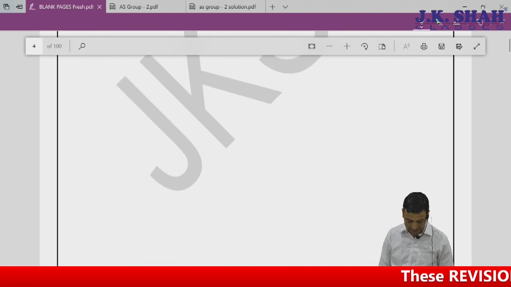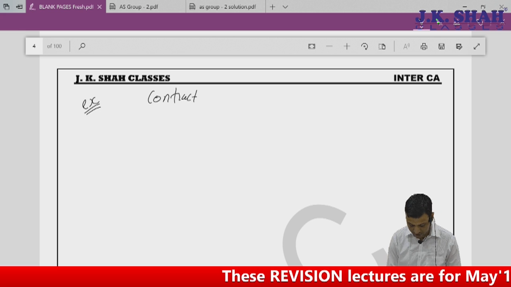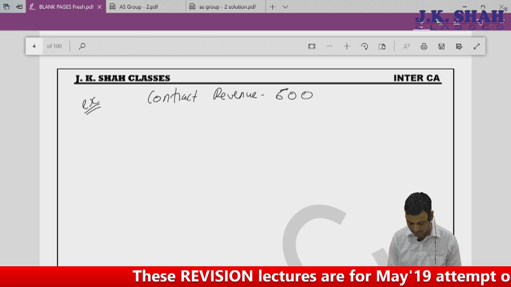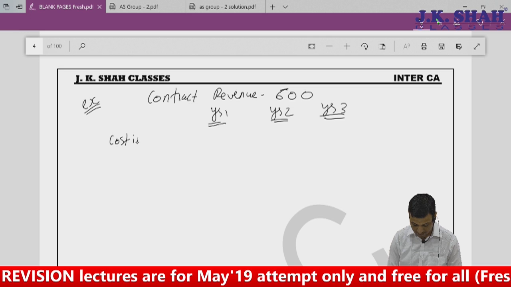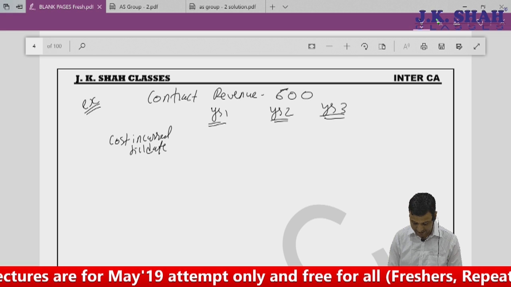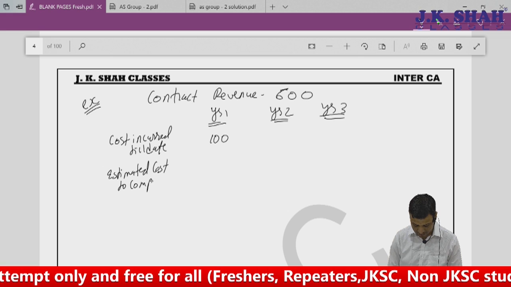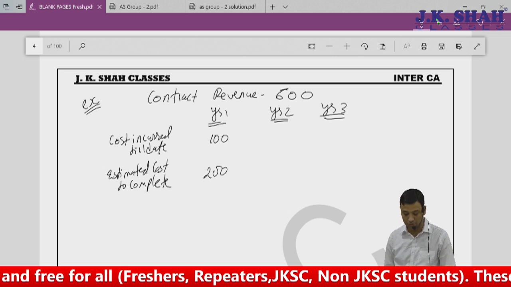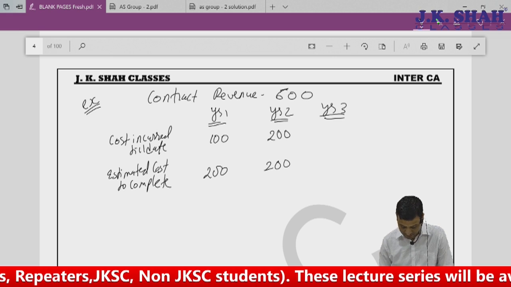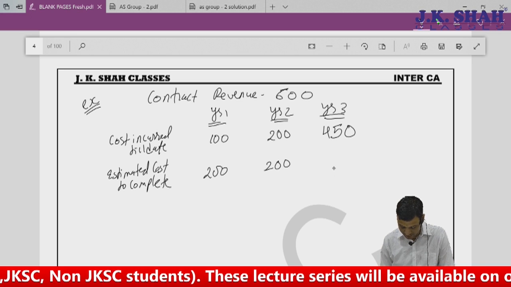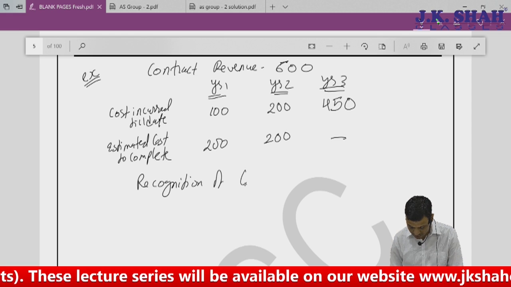Let's do one example which will give us a better idea. Say contract revenue 600, for year 1, year 2, year 3. Cost incurred till date 100. Estimated cost to complete, meaning how much more expenses I will be incurring, let's say 200. In year 2, cost incurred till date 200, I still feel it will be 200, and ultimately in year 3, let's say 450. So how should this be taken care of? Recognition of contract revenue.